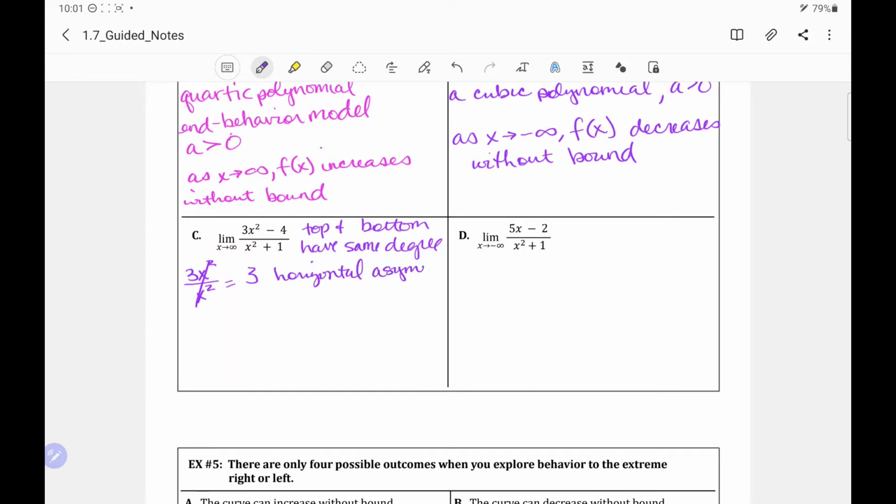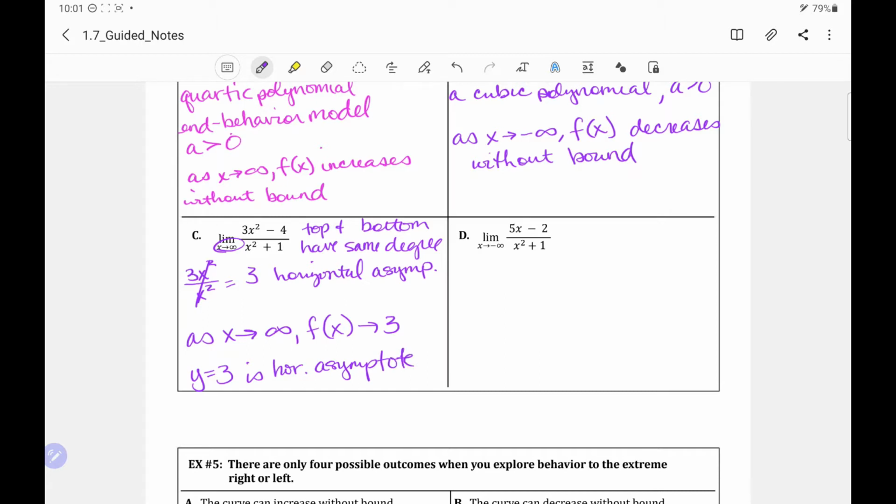Horizontal asymptote at y equals 3. So this is what we know. As x, again, we're approaching positive infinity, f of x is approaching 3 because that's a horizontal asymptote. Okay, so y equals 3 is a horizontal asymptote. We technically wrote that twice, but that's okay.